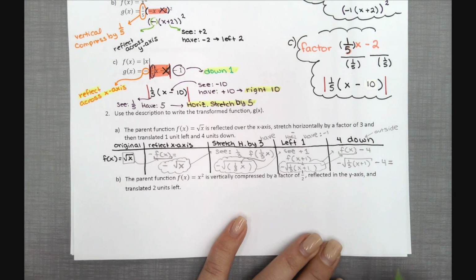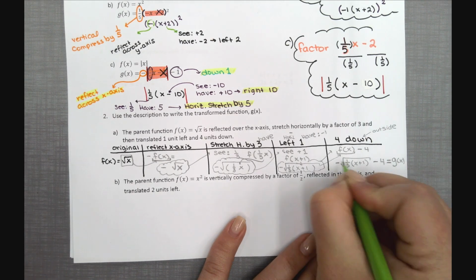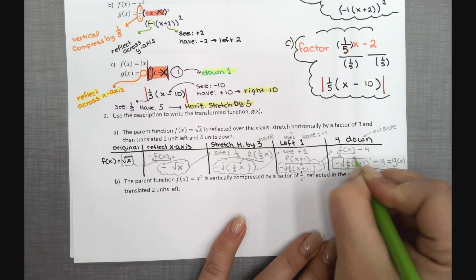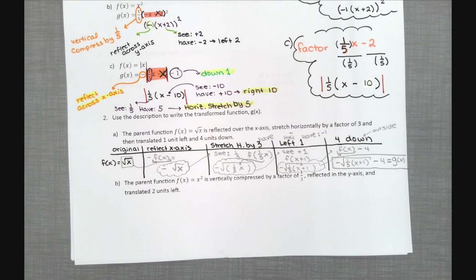Now this is my last step, so what am I calling it? I'm calling it g of x. Why am I calling it g of x? Because they told me to. They're asking us to write a new function, g of x, and that is my answer.